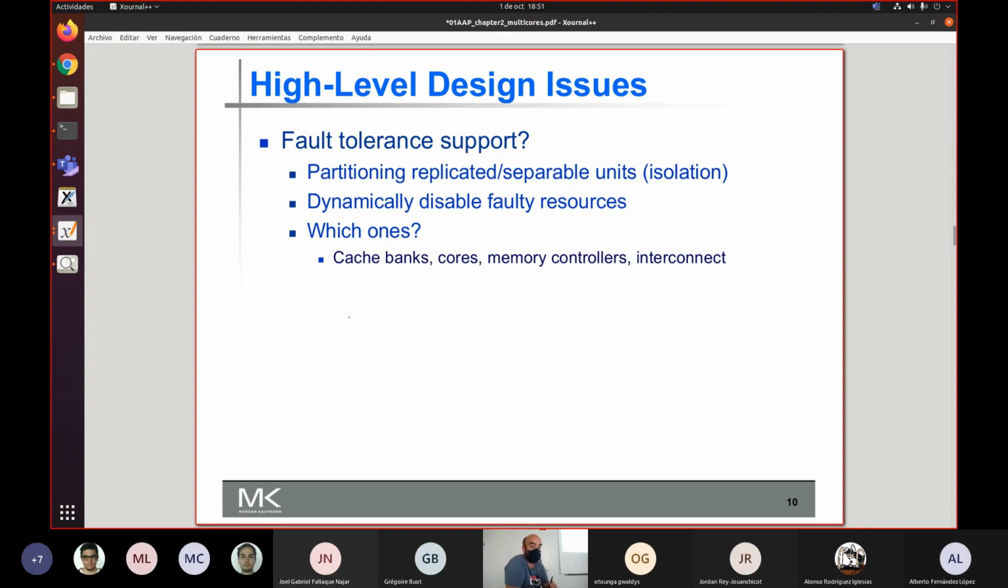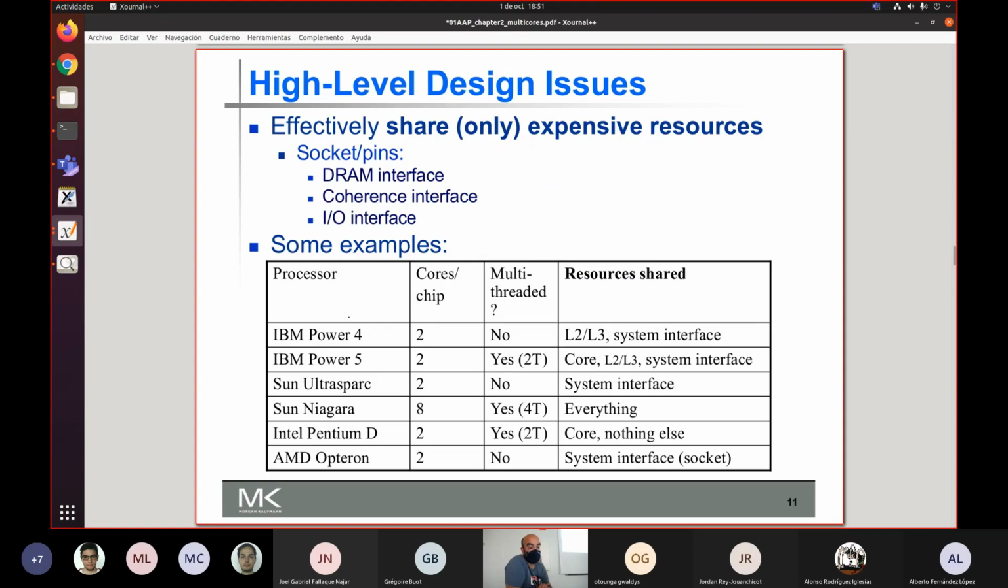Another important thing is that all the cores of a processor have to share only the expensive resources. So for instance, the interface with the main memory, with the RAM memory, is shared among all the cores. The coherence interface, and this is the topic that is being covered by Juan Toriño in the next classes, is shared among all the cores, and the interface with the I/O system is shared among all the cores.